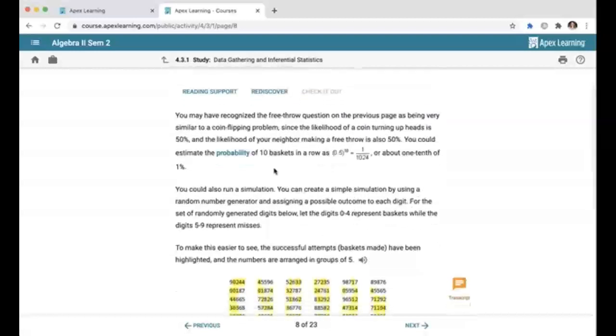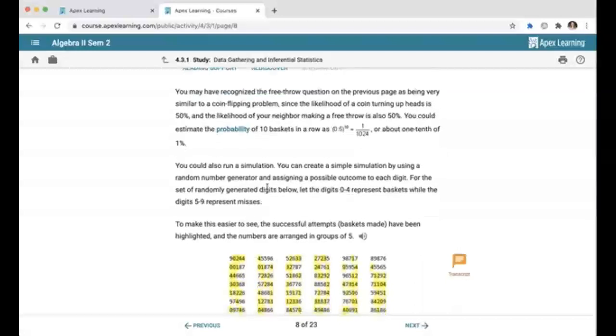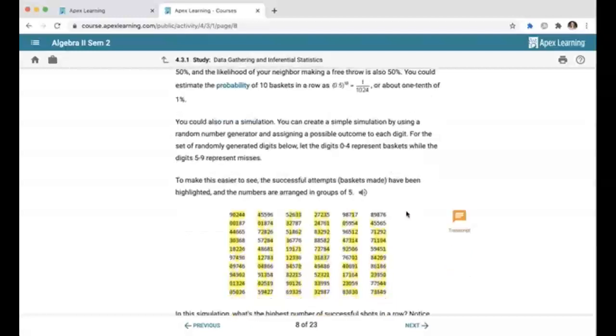Then another option, if you have it, is you could run a simulation. You could do a random number generator and assign possible outcomes. So basically they're saying 0 through 4 represents baskets, while 5 through 9 represents misses. And then they'll let it run and look to see how many successful attempts he had. And if you look here, there's only, I believe, one chance where all of the numbers are successful attempts here.